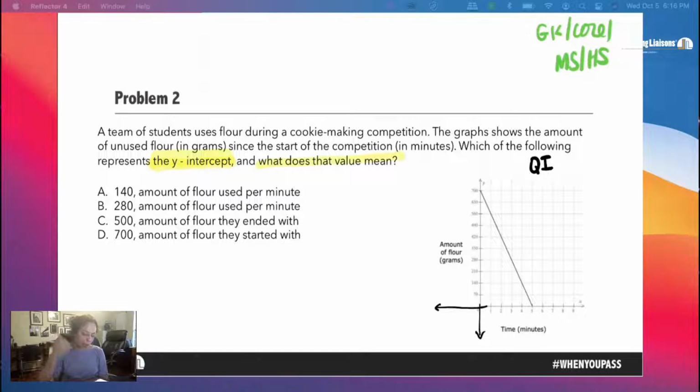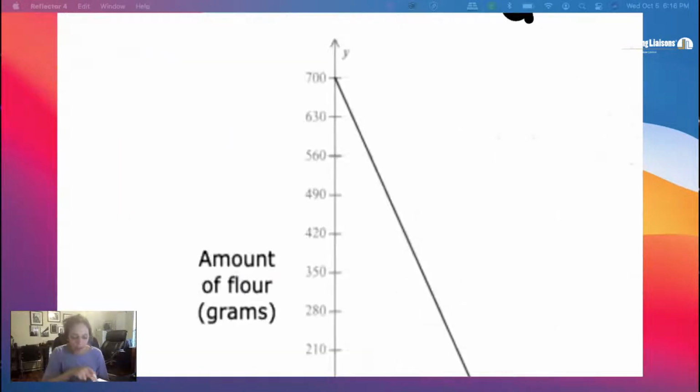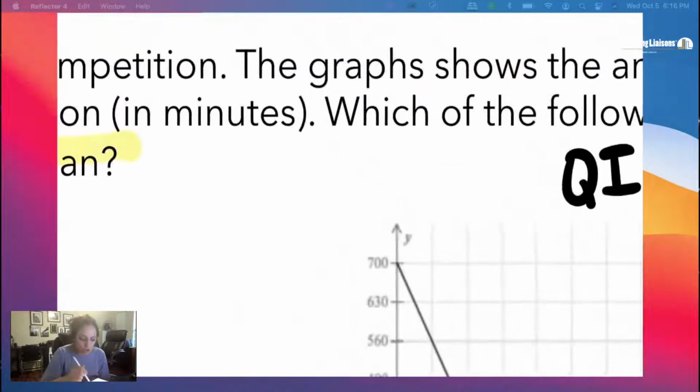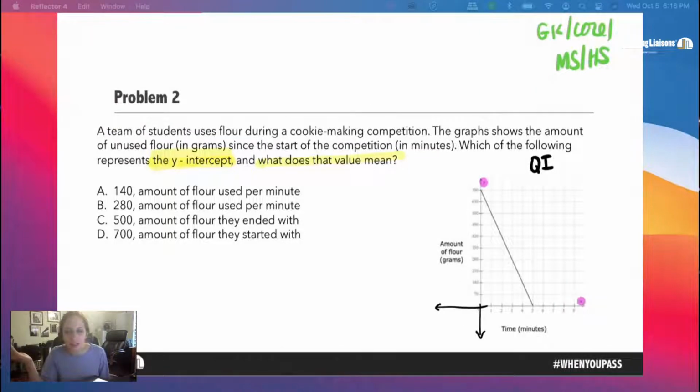So which one is the y-intercept? Well, it's going to be where we intersect the y-axis. Fun fact, they gave you the y and the x. They cheated. They told you which one is the y and which one is the x. So you got lucky on this problem. If you didn't remember that, it's given.